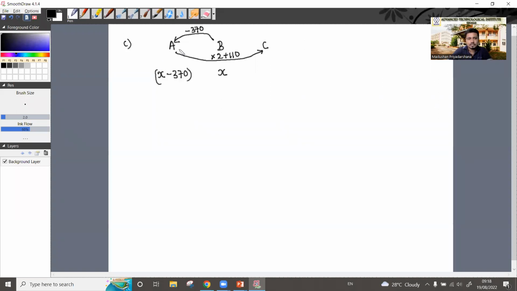So if it is so, how can we have the figure here? Yes, this is the amount that is going to be received by A, that is X minus 370. Twice this amount. It means what we need to do? We need to multiply X minus 370 by 2.